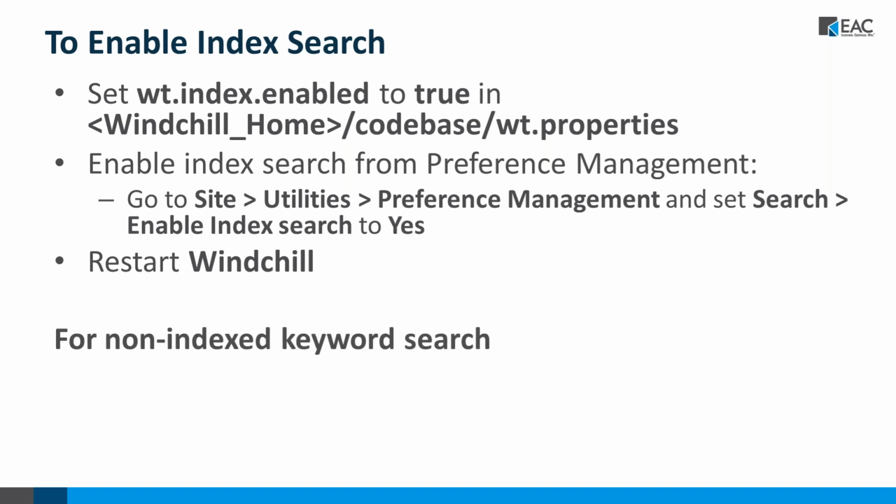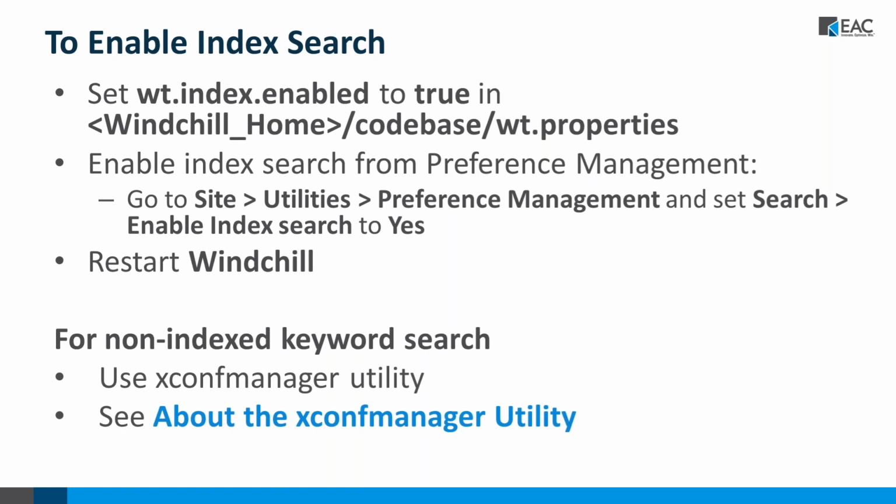In a non-indexed keyword search, by default, it looks for name and number, as I mentioned before. But if we wanted to add extra attributes, other attributes other than name and number, you have to use the xconfig manager utility. That allows you to go into a properties file, and for each object type, we can add additional properties that we want it to search for that particular object type. So do a help on the Xconfig Manager utility, and you can find out some more information about it. But as you can see, there's a little bit involved with setting up an index search.